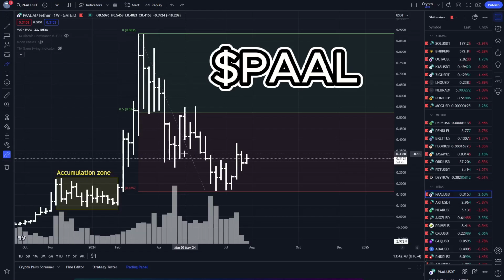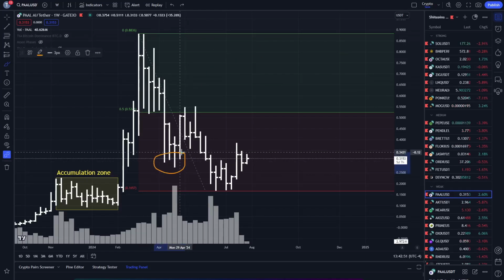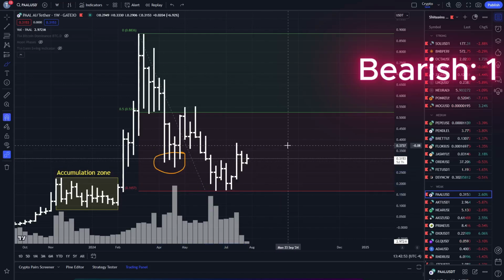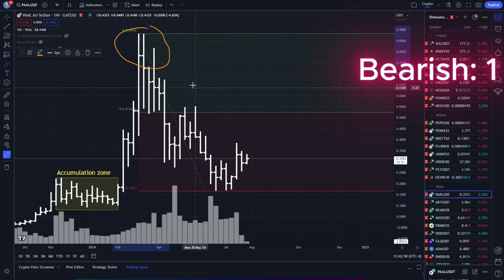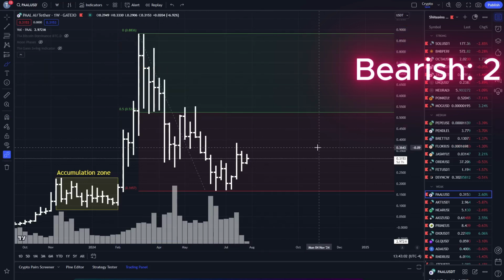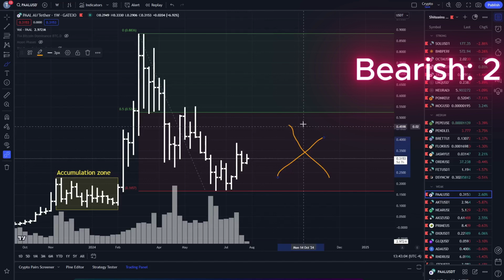So first question, is it making higher lows? It is not, it's making lower lows. Next, is it above all-time high or in all-time high territory? It's not, it's actually 70% down from its all-time high. Next, is it above 50%? No, we are in the weak half of the 50% level tool.